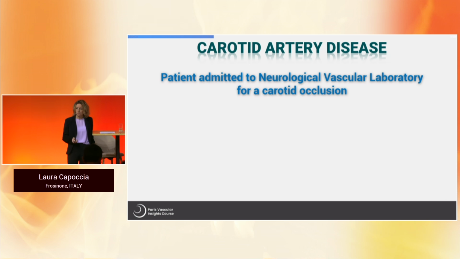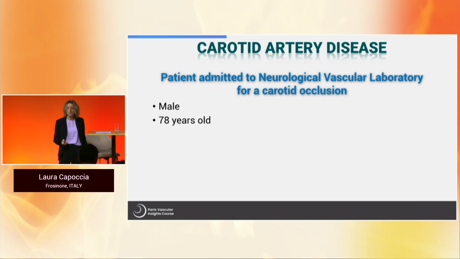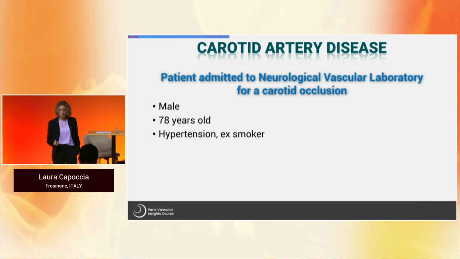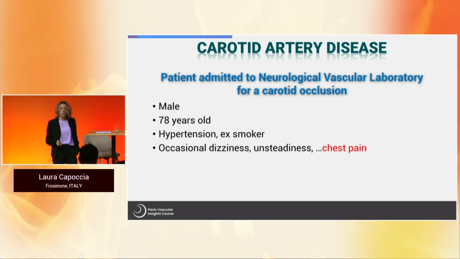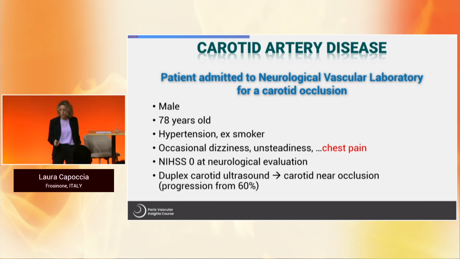So let's go to the case. We had a patient admitted to the neurological vascular laboratory and diagnosed with a carotid occlusion, so he came to another laboratory in our hospital. He was a 70-year-old male with hypertension, an ex-smoker. When asked, he reported occasional dizziness and unsteadiness, and when asked thoroughly, he also reported chest pain, and we will see why. The neurologist made a neurological evaluation and found no neurological deterioration at all.